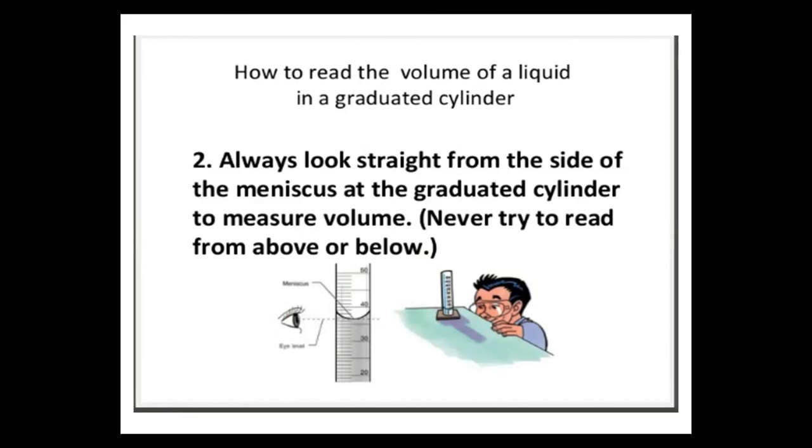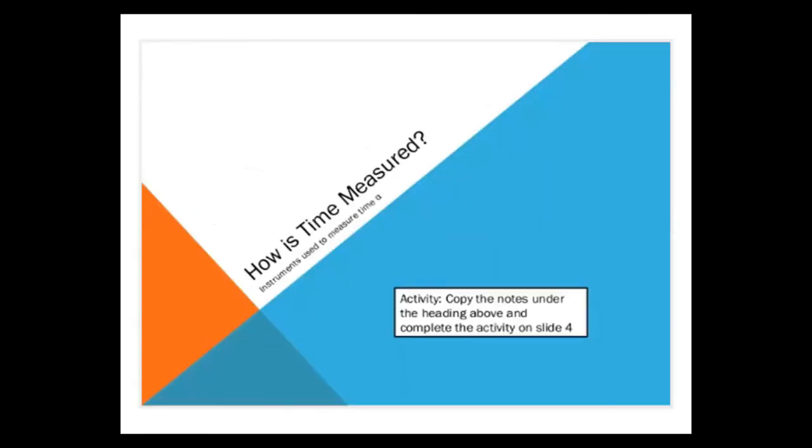Always look straight from the side at the meniscus in the graduated cylinder to measure volume. Never try to read from above or below. Your eye level should be straight with the level of the water, as shown in front of you.